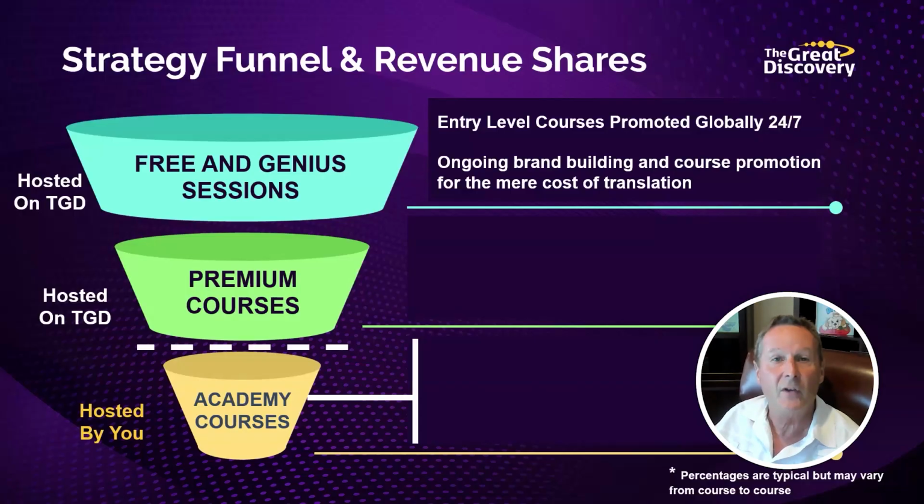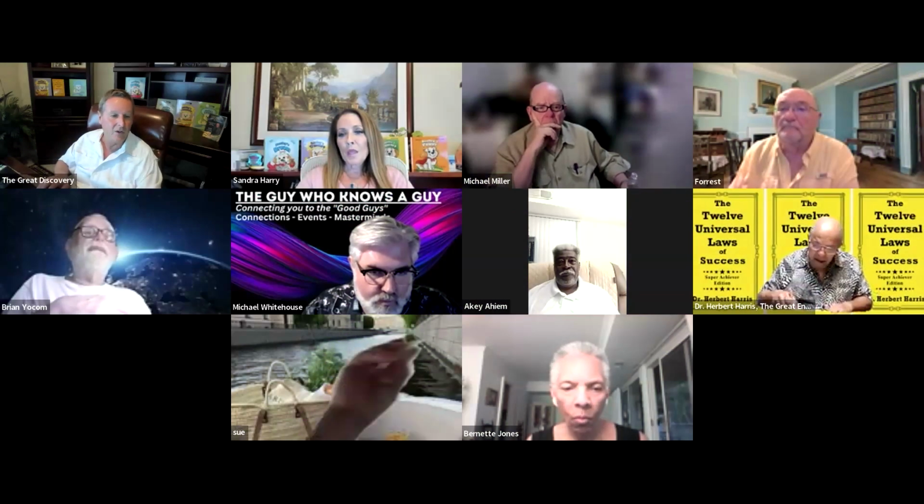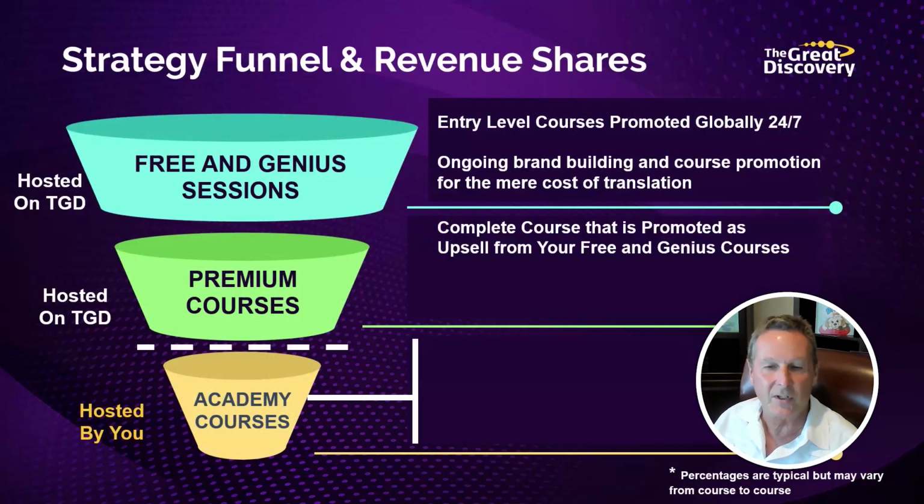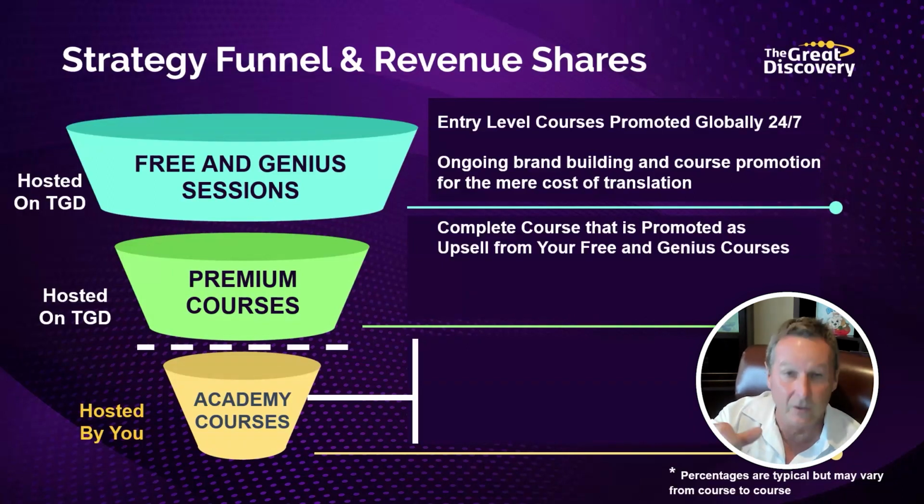These courses are very important. It goes on the know, like, and trust scenario of marketing. They get to know you by watching your free courses. Putting good content out there is very effective. Those free and Genius sessions lead on to your premium courses. Your premium course is a complete course that's promoted as an upsell from your free and Genius courses. If you're structuring this right, your free and Genius courses should go directly to your premium courses, right?